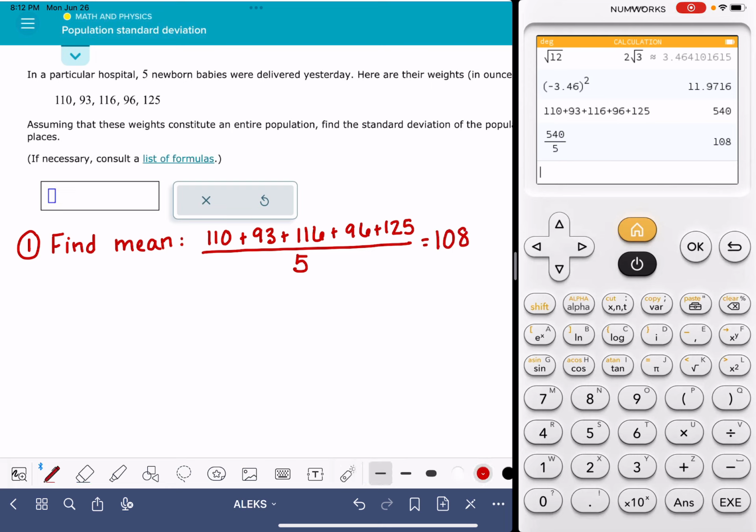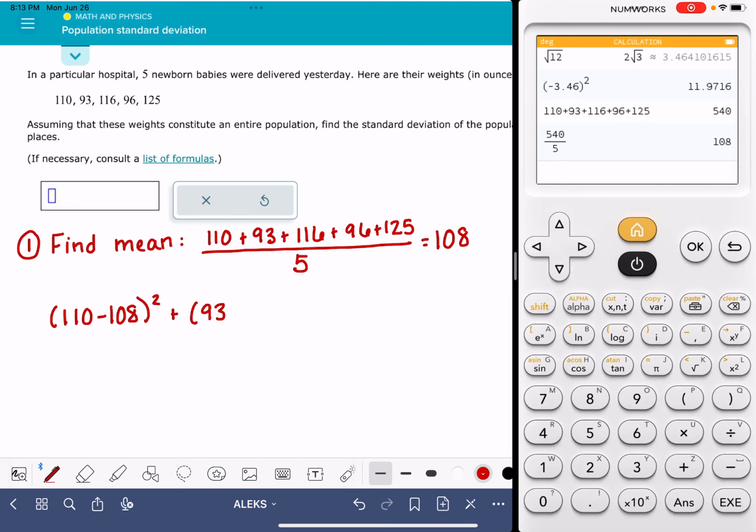The next thing that we're going to do is calculate the difference between each one of the numbers in our data set and the mean, and we're going to square that difference. So my first number in my data set is 110. From that, I'm going to subtract the mean, and then I'm going to square that. And I'm going to do that for all 5 of my numbers, and I'm going to add all of them together as I'm doing that.